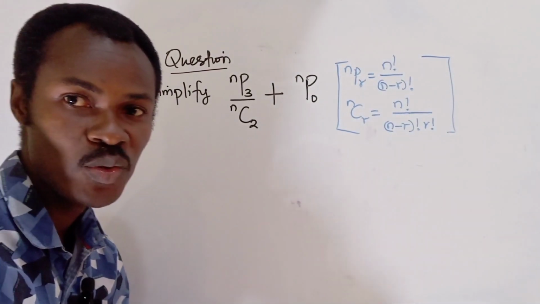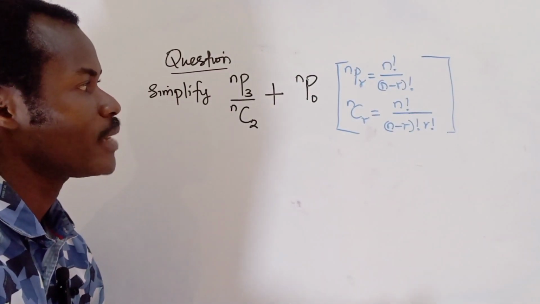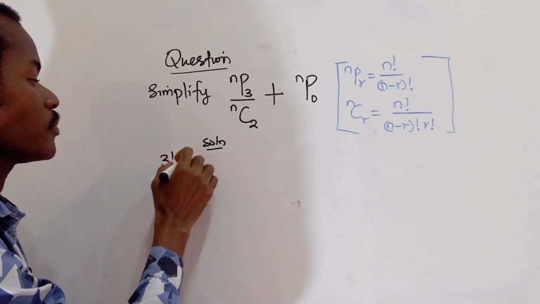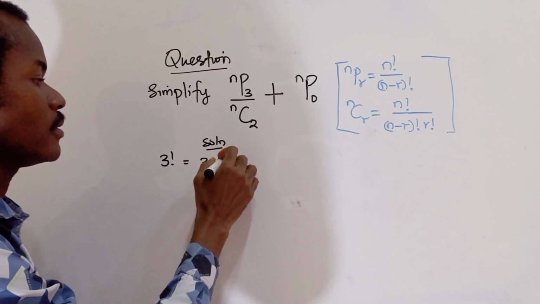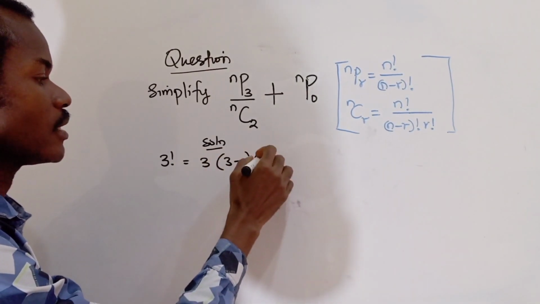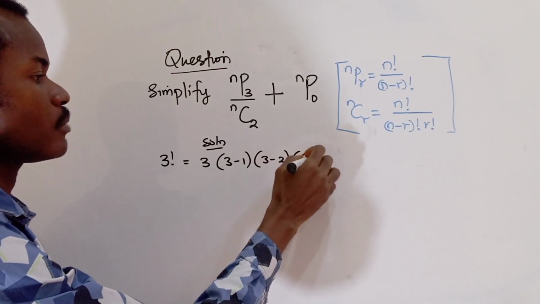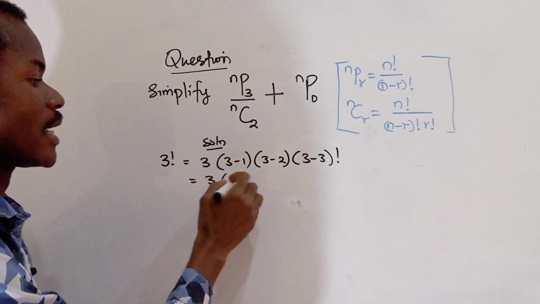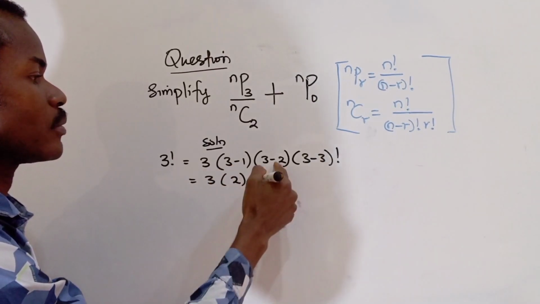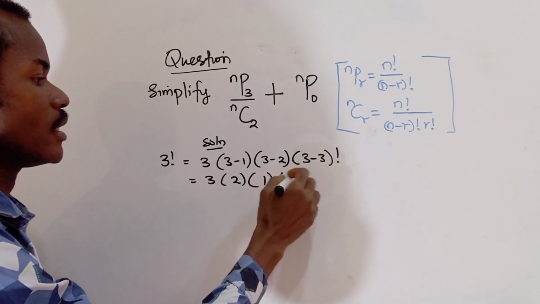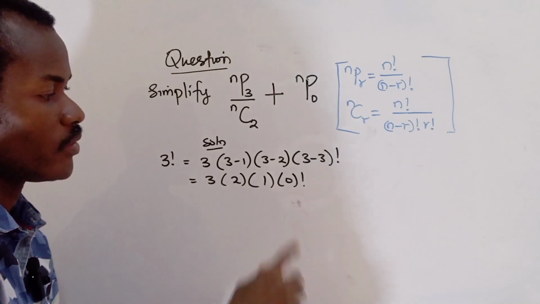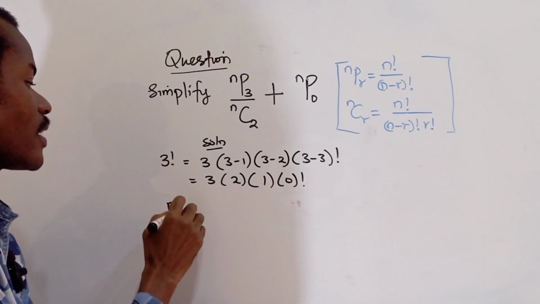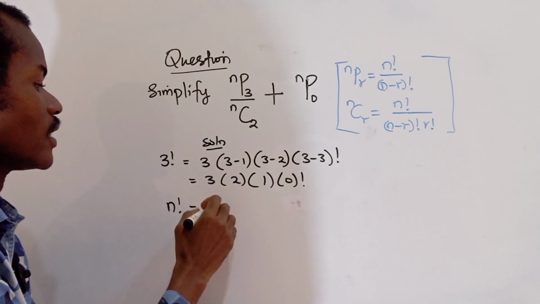So now that we've been able to write out the formulas, we are going to apply them. Now the next thing I want to show is if I have 3 factorial, this means 3 multiplied by 3 minus 1, 3 minus 2, which we can write as 3 times 2 times 1 times 0 factorial. Remember, 0 factorial also means 1.